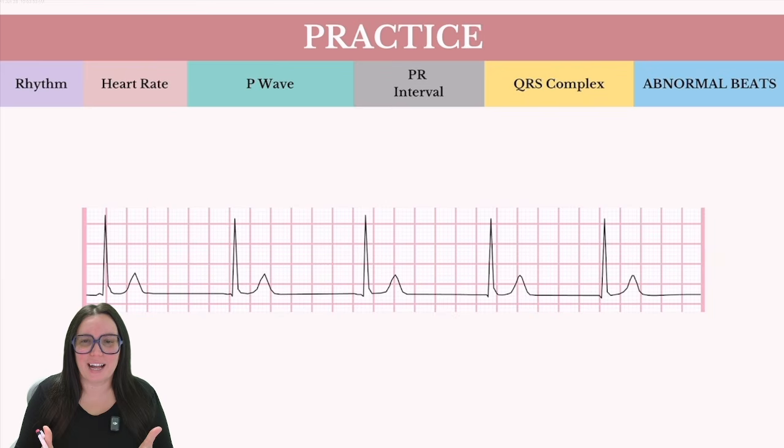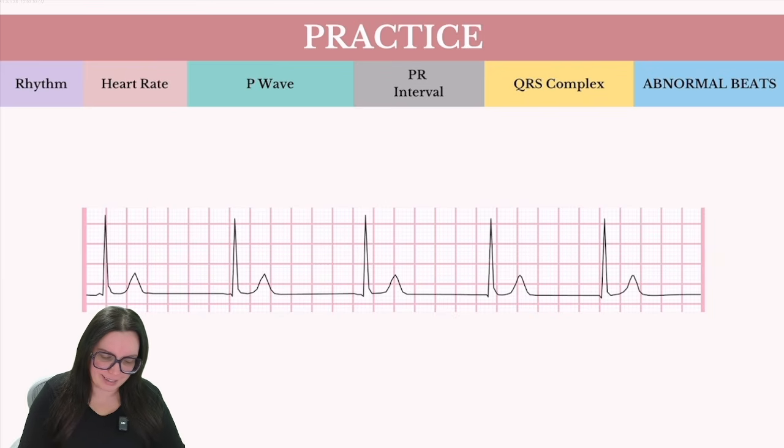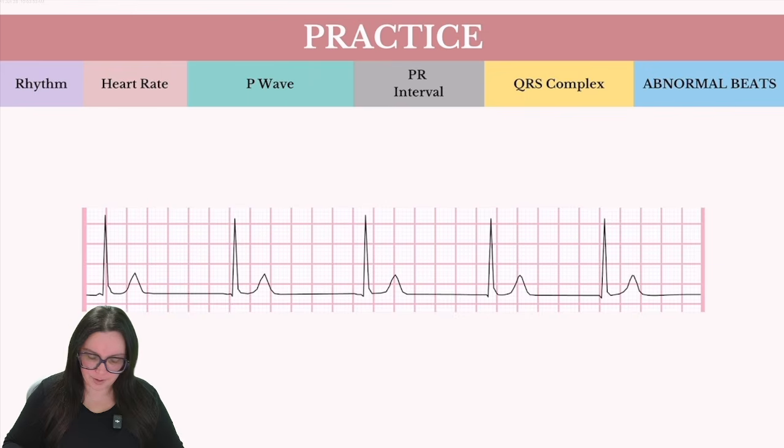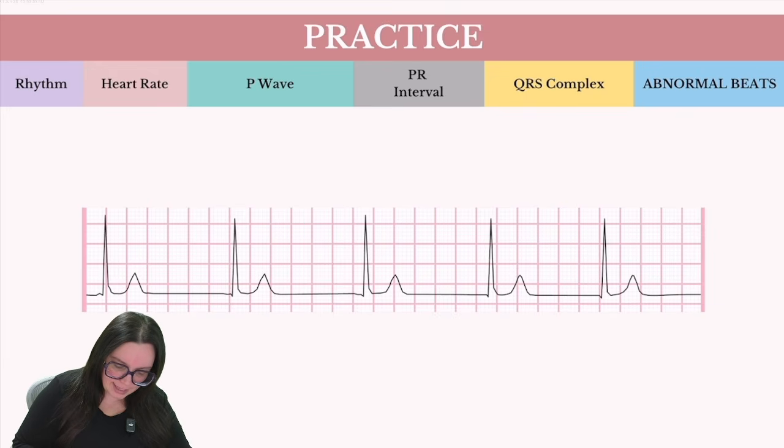So let's do some practice. Here is our first practice example. So as always, do we have a regular or an irregular heart rate? If I was to measure from each R to R complex, they look exactly the same. So I would say that we have a regular heart rhythm.